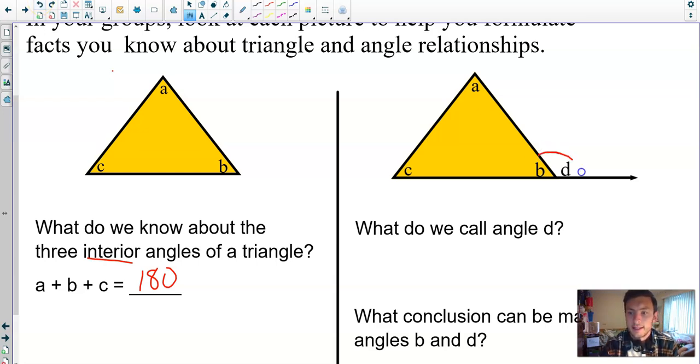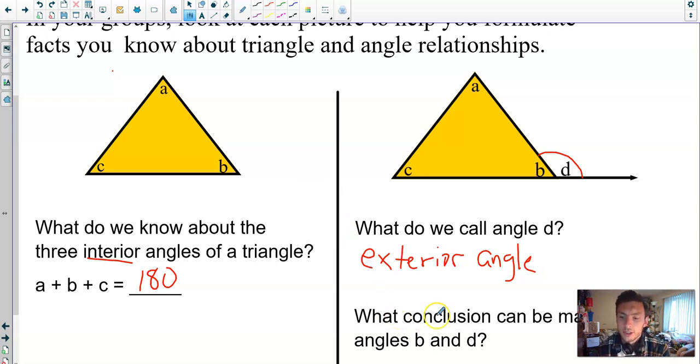Angle D, because it is outside of the triangle and it is formed by extending one of the sides of the triangle. We actually call that an exterior angle. Hopefully you've seen that word before. So angle D is called an exterior angle.